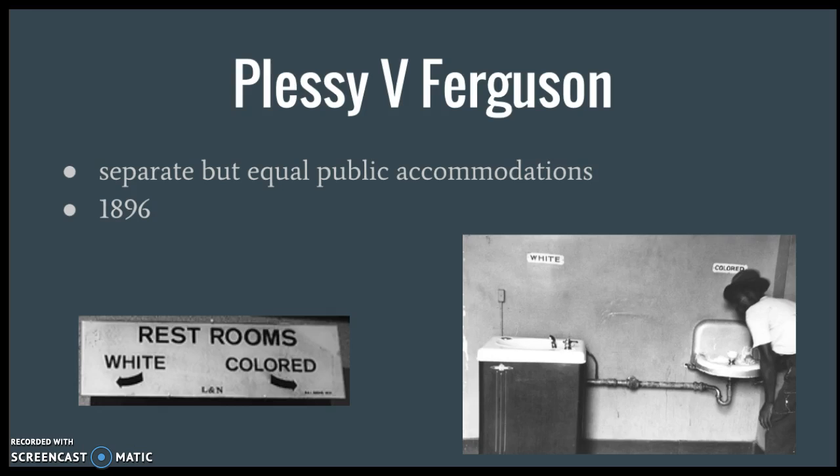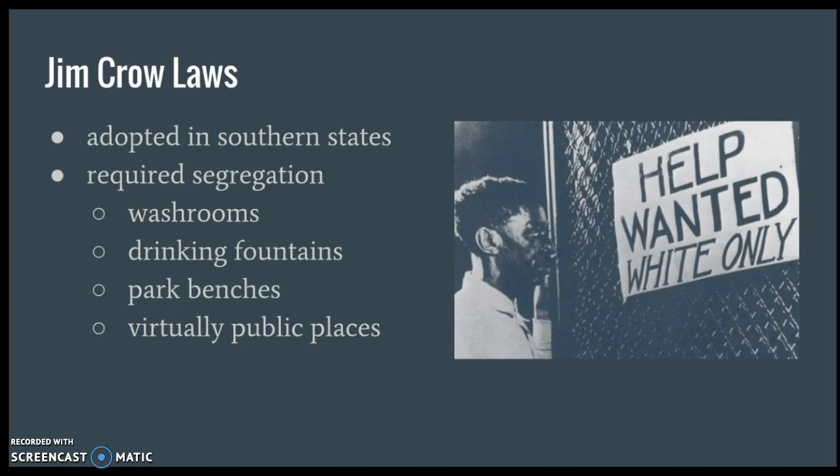In 1896, a famous court case occurred which changed the way that blacks and whites were treated in society, called Plessy versus Ferguson. This created the precedent of separate but equal. The picture on the left identifies the segregation present which would affect each individual. The picture on the right also depicts a man drinking from the drinking fountain labeled colored.